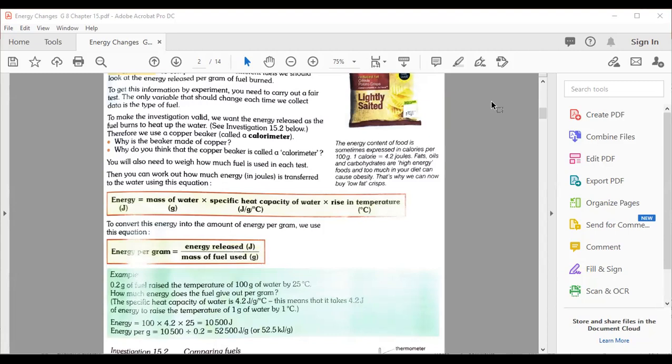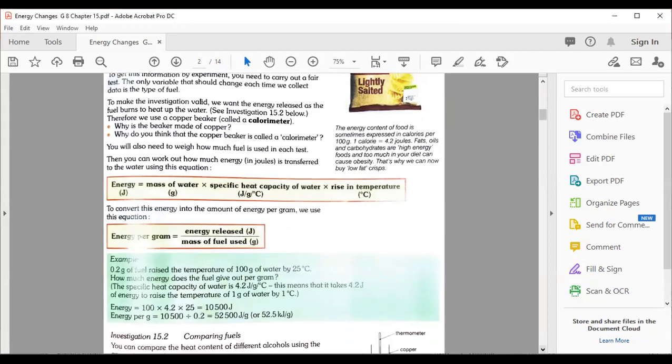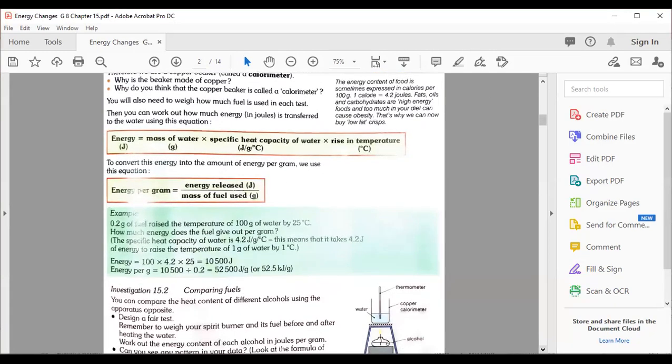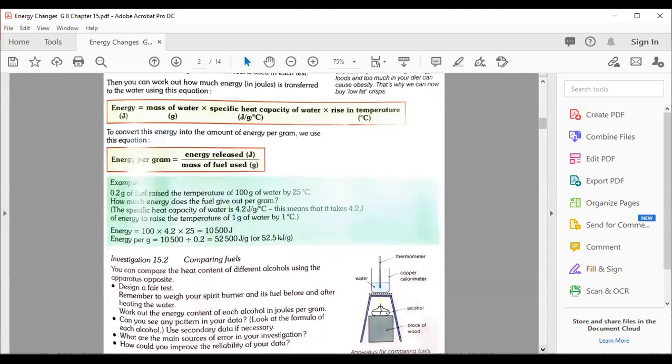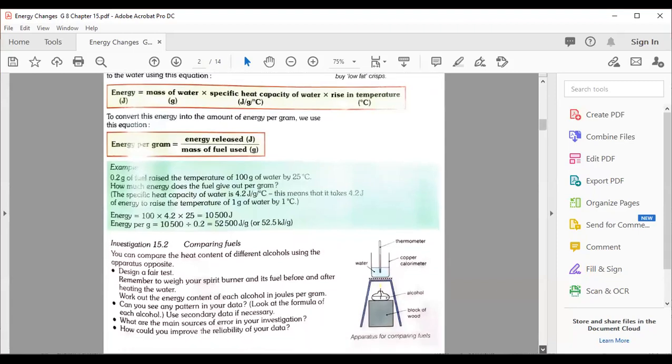Okay, because the maximum capacity of water to absorb heat is 100 degrees Celsius. Now, hope you understand. Thank you very much. Now, let's see the example that will help you to understand the equation.